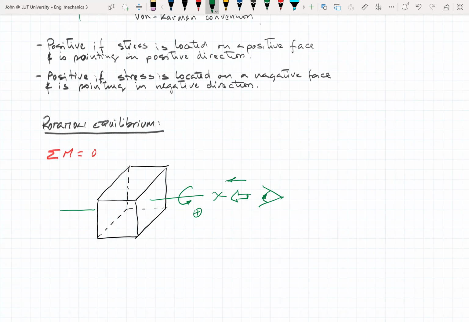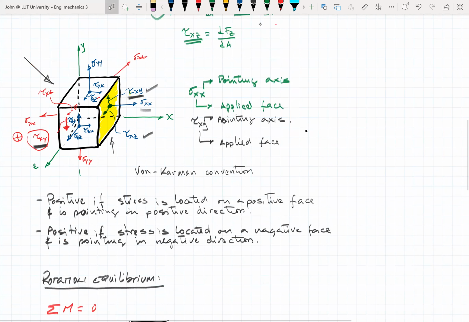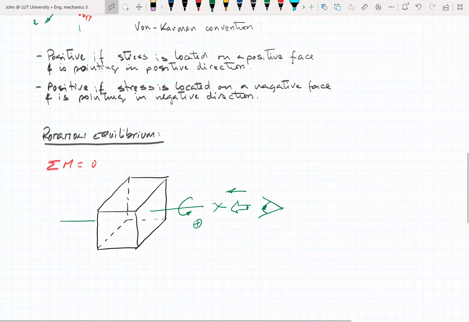In this case, looking at the stresses drawn in the first cube that we drew when defining the indices notation and the positive convention, I'm going to draw only those stresses that are produced by forces that make the cube rotate around the x-axis. They're going to be something like this. I'm going to start by the top.